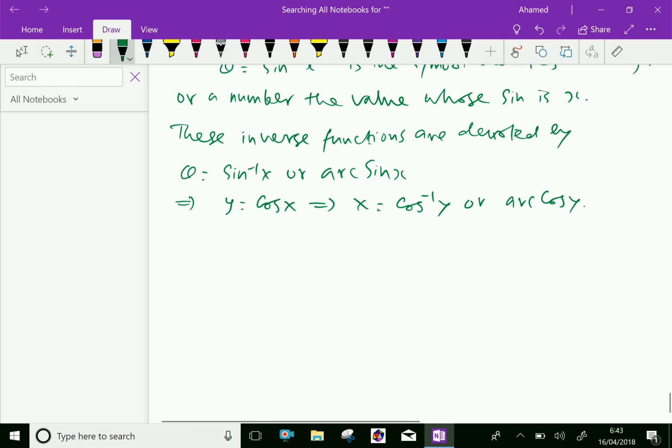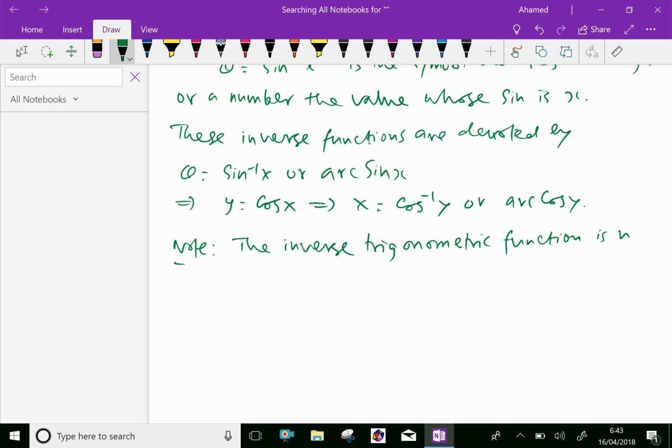Now, note the point here. The inverse trigonometric function is not always a function. But all are relations.